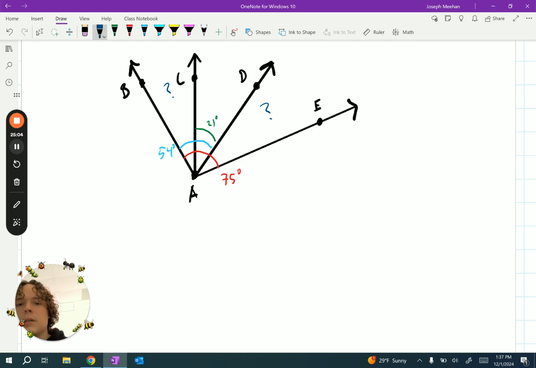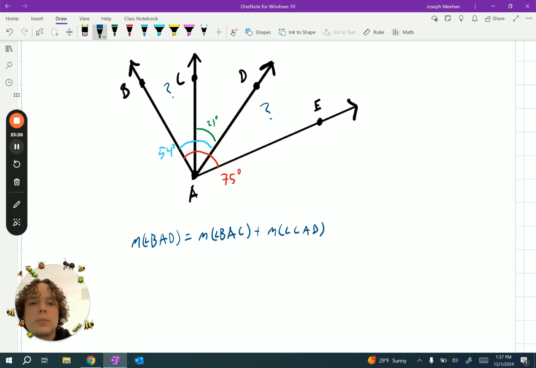BAD is really, I'm going to write this out, and it might seem like a lot, but just try to follow it the best you can. So the measure of angle BAD equals the sum of the two smaller parts that make it up. So you can see the measure of BAD is equal to the measure of BAC plus the measure of angle CAD, right? Those two smaller angles, when you add them together, they equal BAD, right? That's all that means. So let's see what we got.